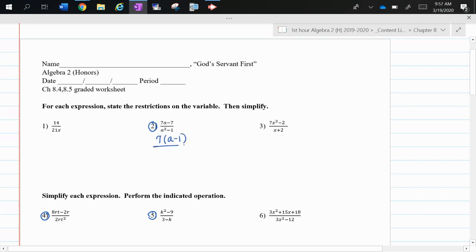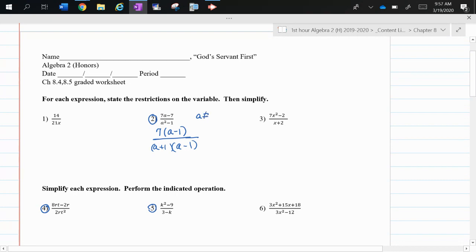We're going to take out 7. When I take out a 7, I get 7 times a minus 1. And then we're going to factor the denominator. And what I see in the denominator is the difference of two perfect squares. So once I have factored my denominator, then I can look to see what the restrictions on the variable are. Remember, the restrictions on the variable are what makes the denominator 0, because we don't want to divide by 0.